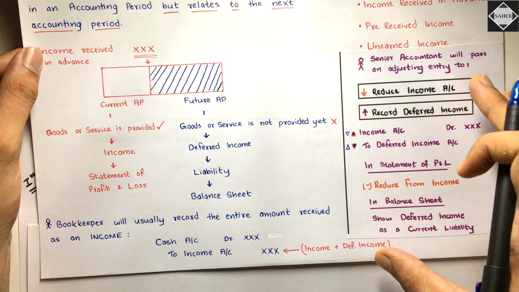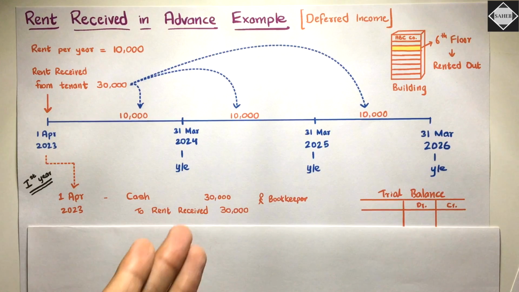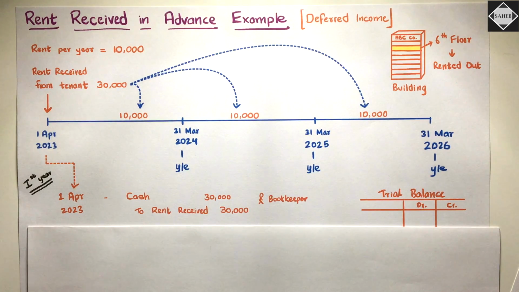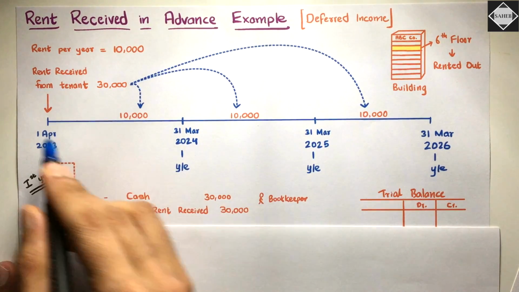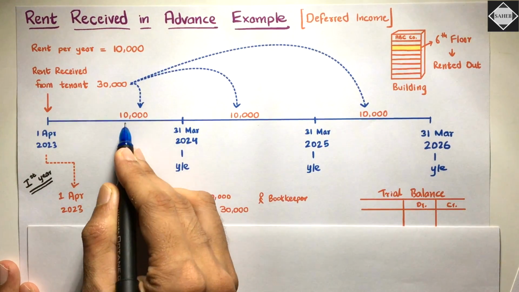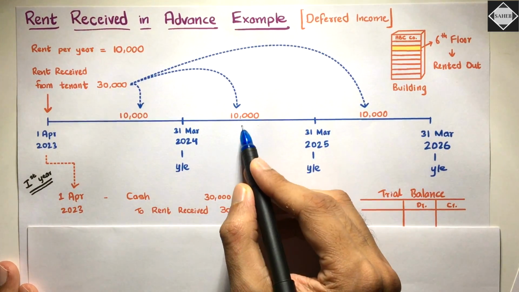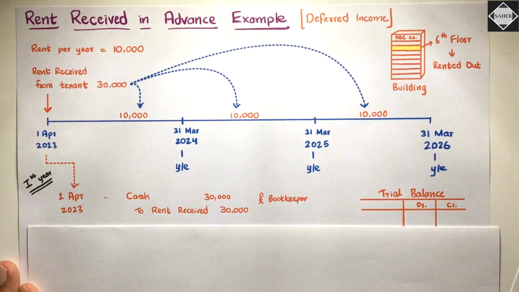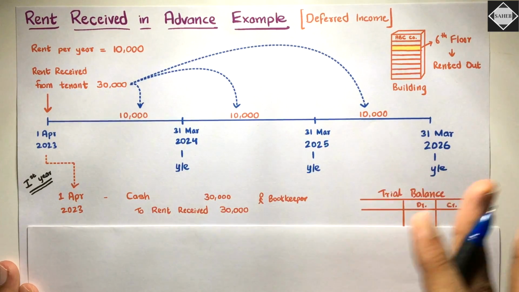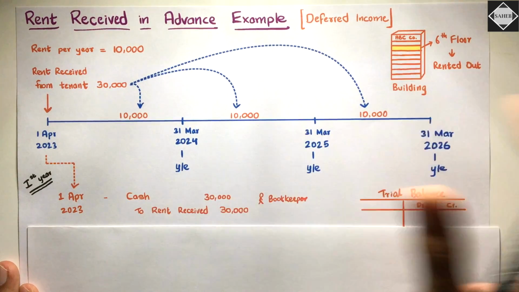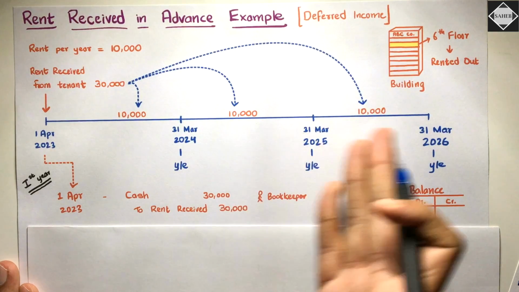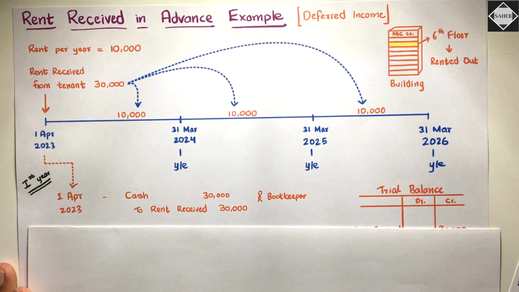So that's why we need an adjustment. See here, the entire 30,000 has gone to the income account. Out of this 30,000, you definitely know only 10,000 we have earned. Only 10,000 is our normal rent received income. The remaining 20,000 is our deferred income because we have not provided the service. That third party has not done their operations in the second and third accounting periods yet. It will happen in future. In future years, we will earn that.